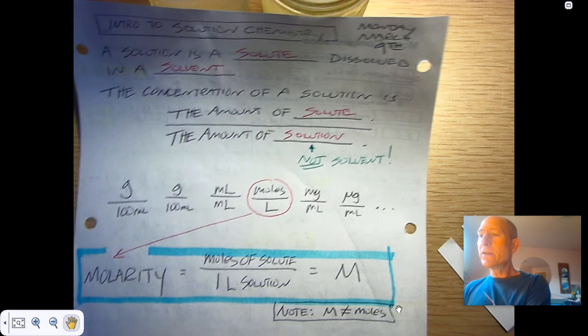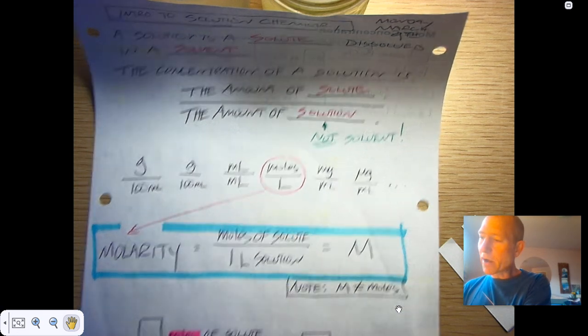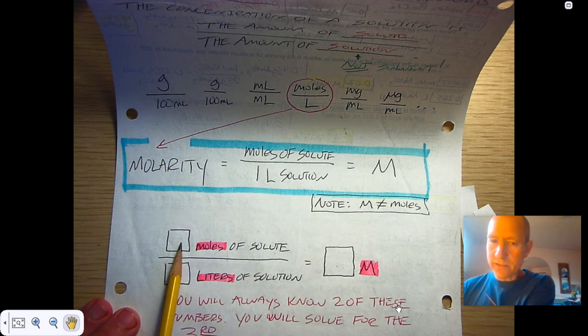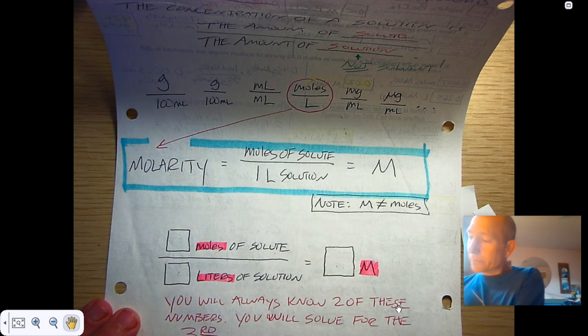That's right. So in all molarity problems, it's always going to look like this. You're always going to have your moles of solute divided by your liters of solution, and that's always going to equal your molarity. And in every problem I give you guys, you're going to know two of these, and you're going to have to solve for the third one. You might know these two and have to solve for this one. So that's the trick. These boxes represent numbers. You'll always know two of them, and you're going to have to solve for the third one.